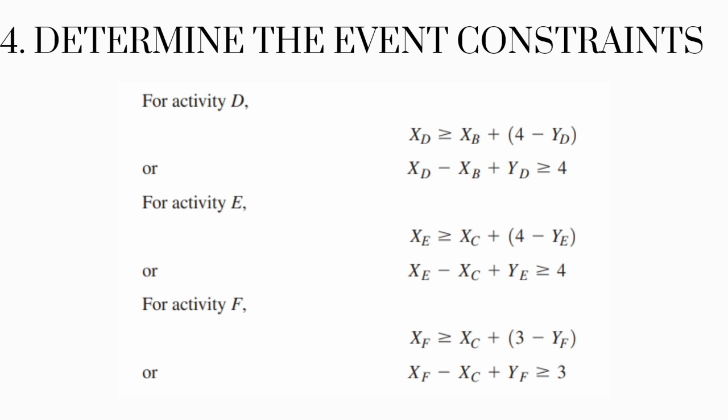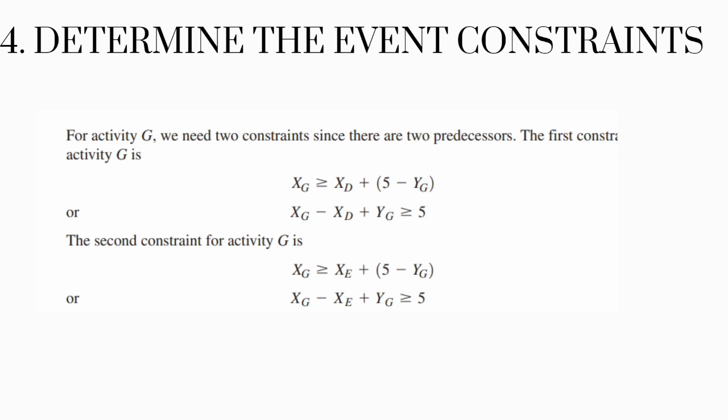Then for activity E, the same can be done except the preceding activity would be C. So x sub E is greater than or equal to x sub C plus 4 minus y sub E. For activity F, the same should be done. However, for activity G, we need two constraints since there are two predecessors. These predecessors are activity D and activity E.